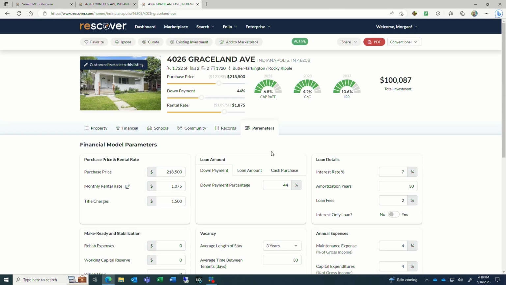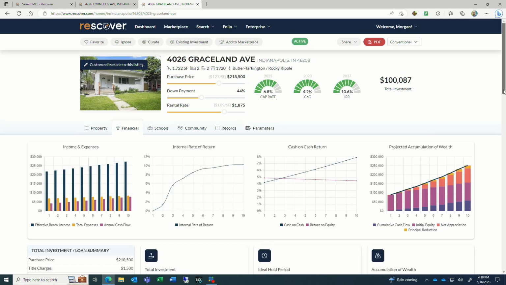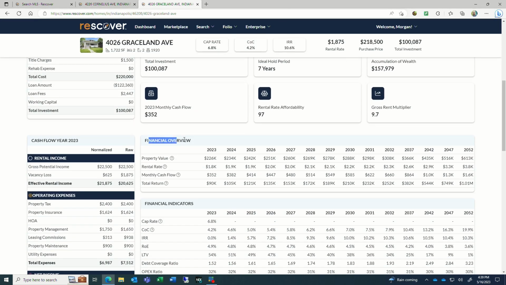Now, what that does in reality is it says to us over here on our financial overview that our property value is going to increase. Today it's worth 226. We're back to the original house, by the way. But then it's going to be worth 234, 242, 251, 260, 269. So that's pretty cool. It becomes worth more money. And our 1800 bucks turns into 1900, turns into 2000, turns into $2100 of rent.